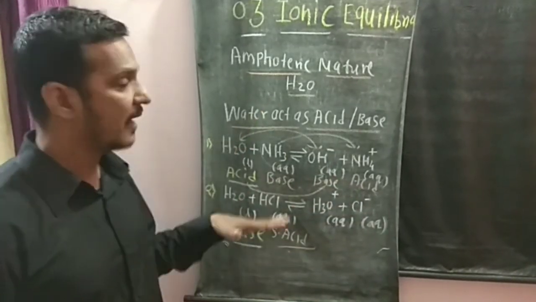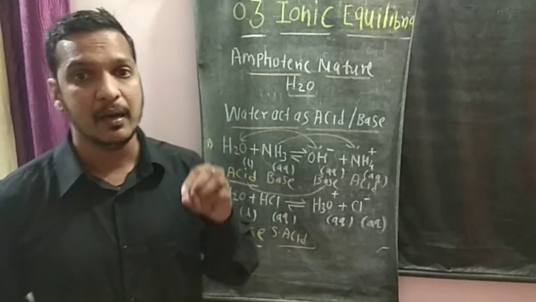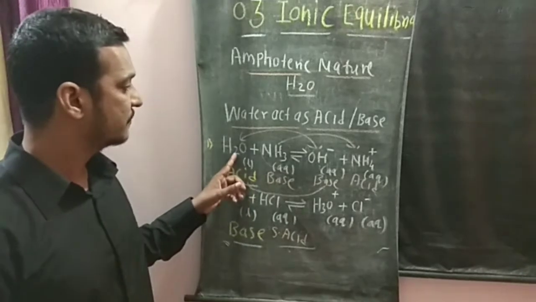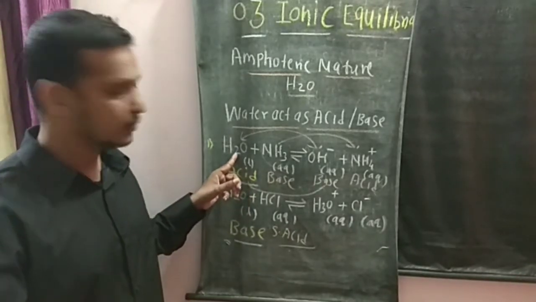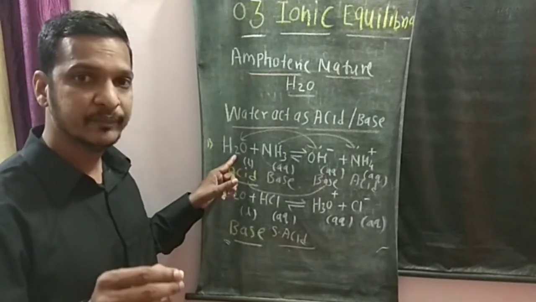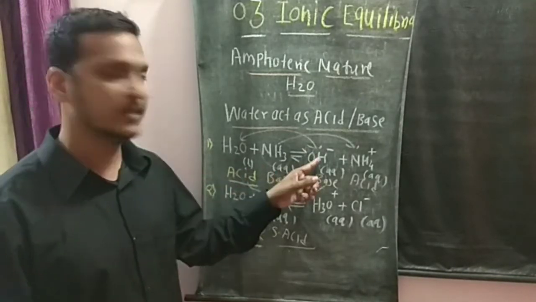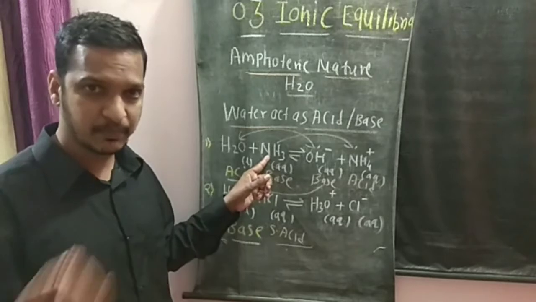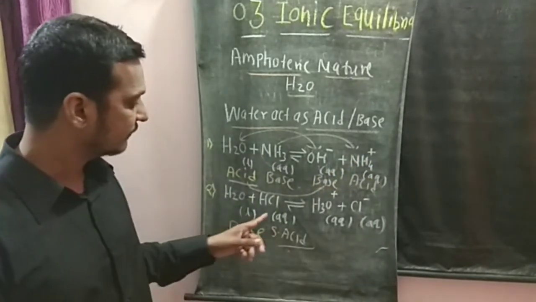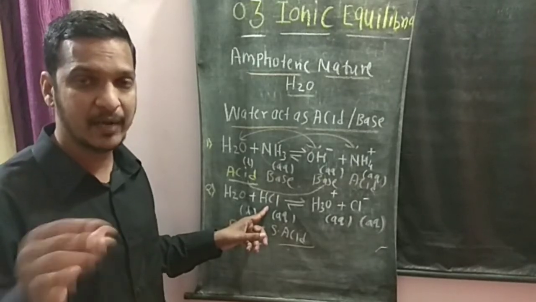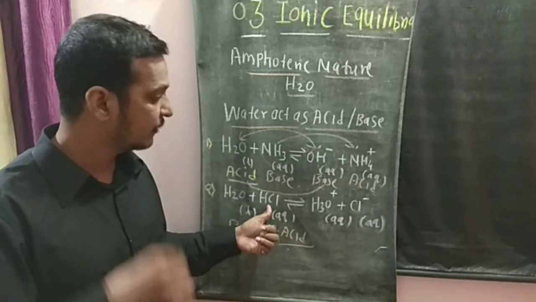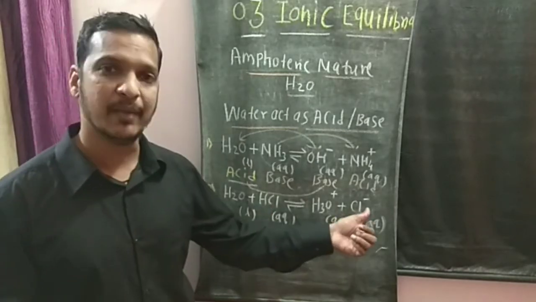Now in the case of amphoteric nature, we are applying the Bronsted-Lowry theory. According to the Bronsted-Lowry theory, what is an acid? An acid is a substance which donates H plus. So here water is an acid, that is why water donates H plus and is converted to OH minus. And NH3, by gaining H plus, is converted to NH4 plus. Here also HCl acts as an acid, and acid donates H plus. That is why HCl is converted to Cl minus.